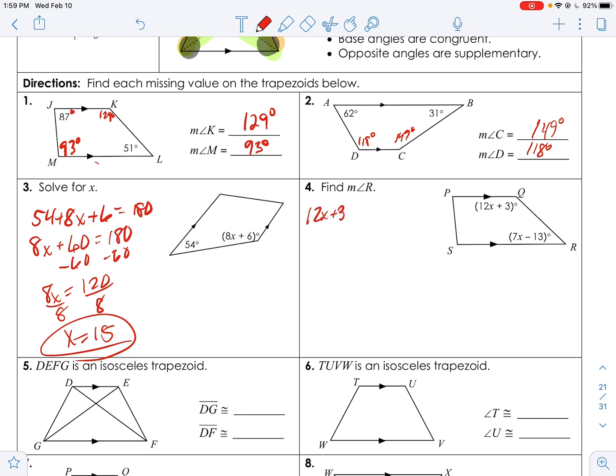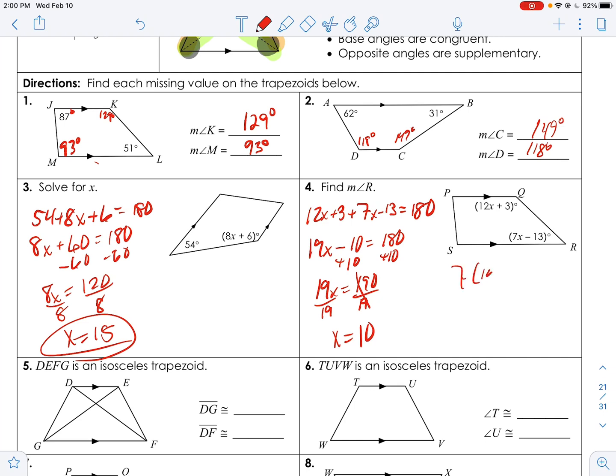Consecutive angles are supplementary, so 12x plus 3 plus 7x minus 13 equals 180. So that's 19x minus 10 equals 180. Let's add 10. 19x equals 190. Let's divide by 19. So x is 10. Do we need x? No, we need to plug it in. So let's plug it in. I'm going to plug it in for this one.